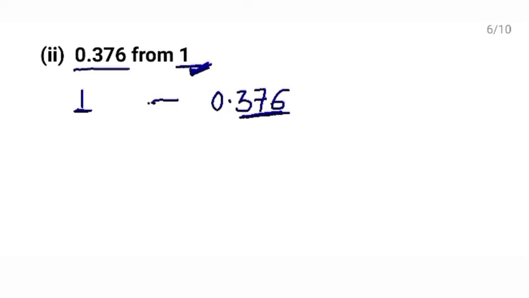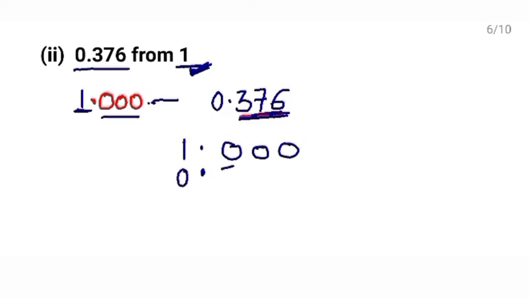So what will you do? You will put decimal, and after decimal how many digits you want? You want 3 digits. So put 3 zeros. Now in both the numbers we have 3 digits after decimal. Arrange them in the column. 1.000. Next number, decimal point below the decimal point, 0 before the decimal, and 376 after decimal.